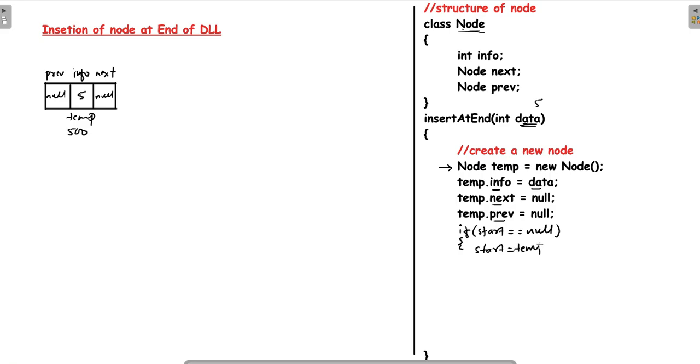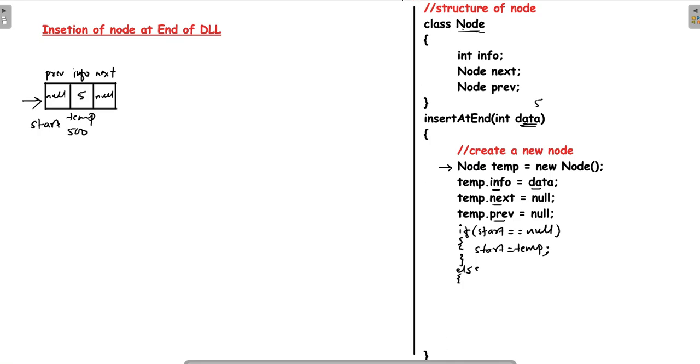What it means is, you are assigning the address of temporary to start. So this address will be given to the variable start, and this will become your starting point when you do not have an existing list. But what if we have an existing list? Then we have to check the else part.